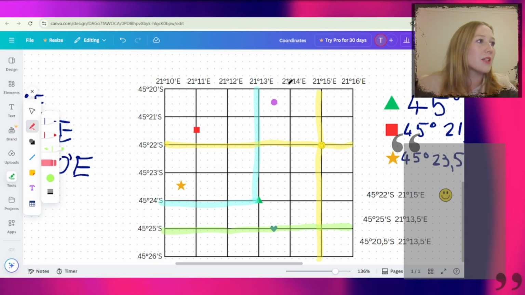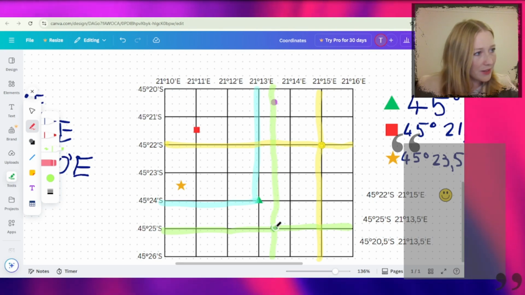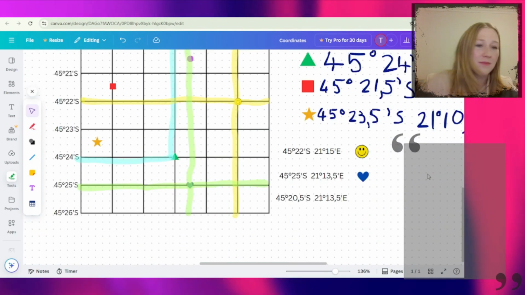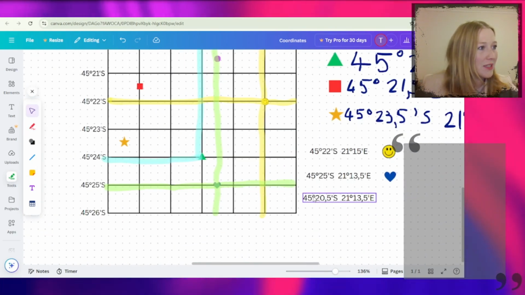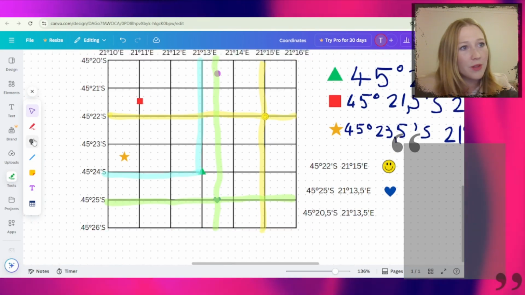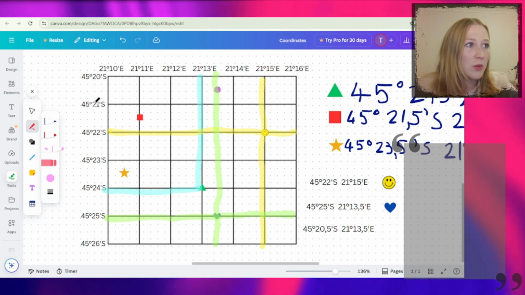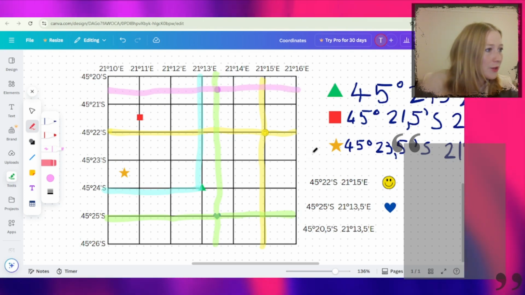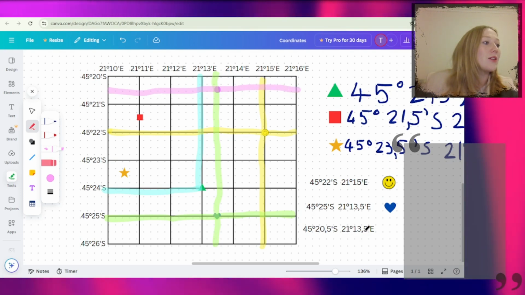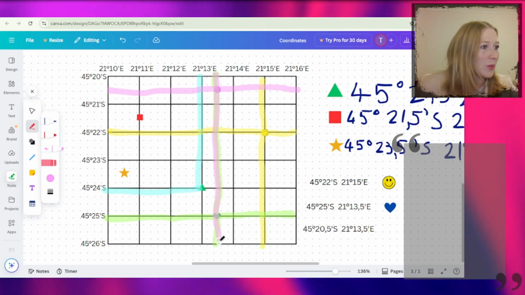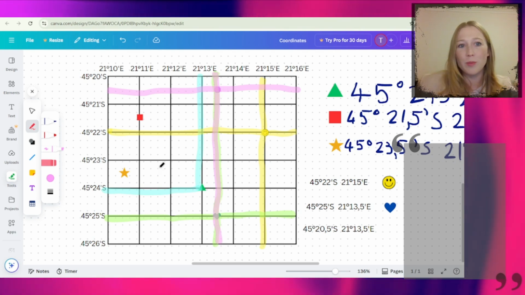So there's 13, there's 14, so it's 13 and a half. That's halfway there. And it crosses there by the little blue heart. There we go. And last but not least, 45 degrees, 20 and a half minutes south. So there's 20 degrees, there's 21, there's 20 and a half. There we go. 21 degrees and 13.5 minutes. So that was here. There we go. And there crosses by the little purple circle.